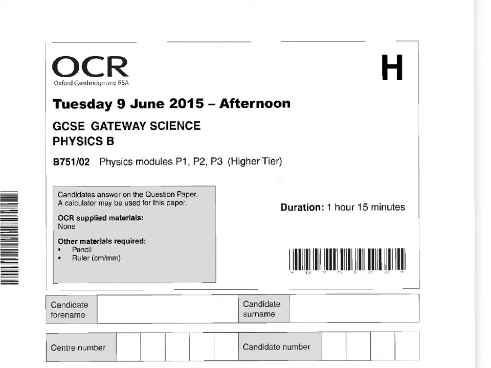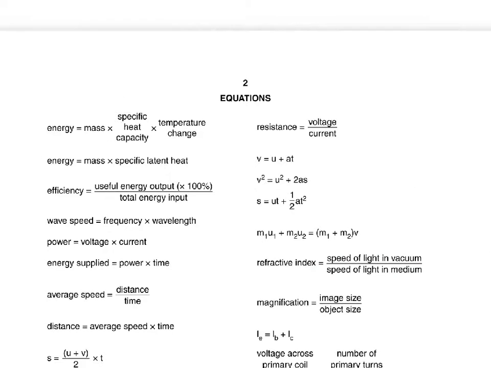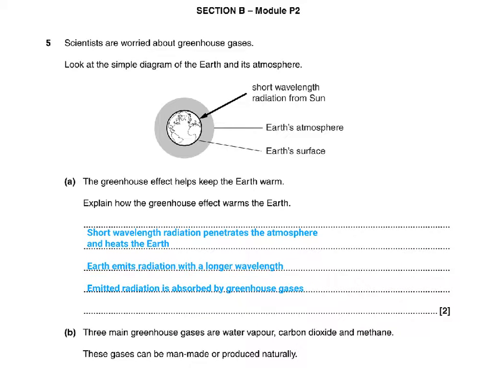Hello and welcome to this video walkthrough of the OCR Gateway Physics Paper 1 from June 2015. This particular video is focusing on the second section, section B, which is all about P2. A little reminder about the equations on page 2, and for this particular section we'll be focusing on these two equations from P2. Question 5.